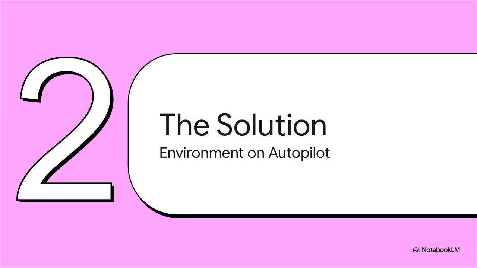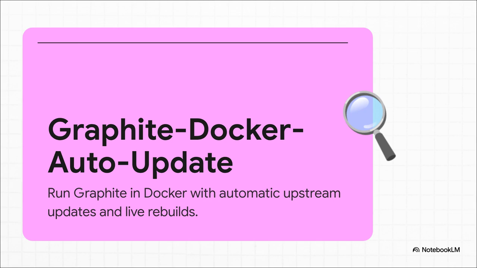So what if you could just skip all that? I mean, what if your development environment just took care of itself? Well, that's exactly what this project is all about. It's a dev environment that stays perfectly in sync, and you don't have to lift a finger. So what is it really? At its heart, it's a super clever Docker Compose setup built for one single purpose: to run the whole Graphite editor stack inside containers. And here's the magic trick. It automatically pulls the latest code from the main repository and handles all the rebuilds for you. It's a true set-it-and-forget-it tool.